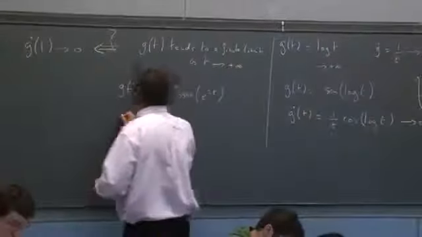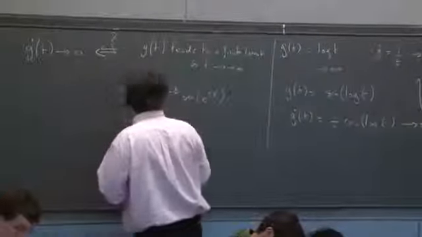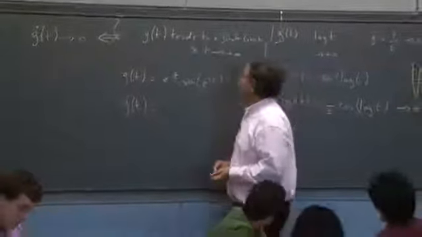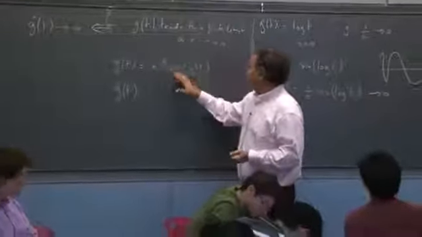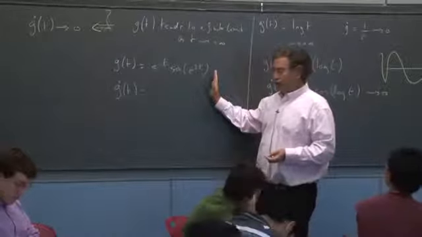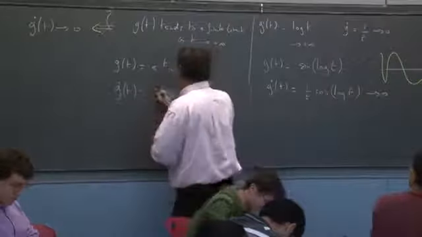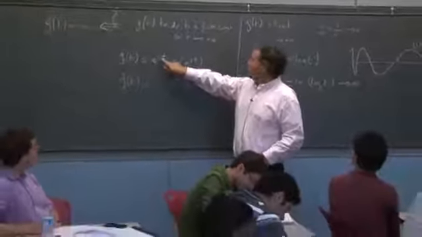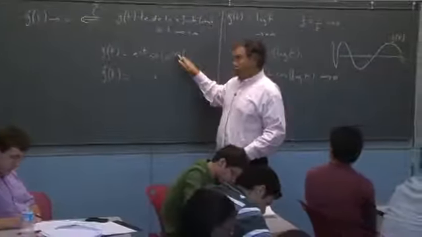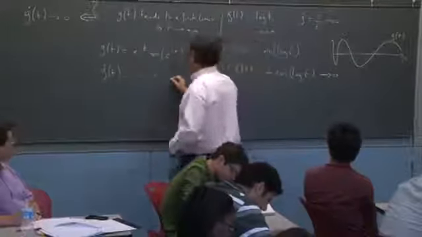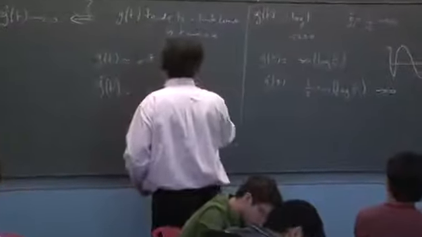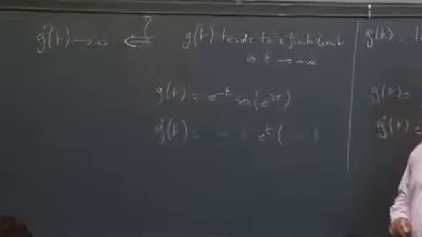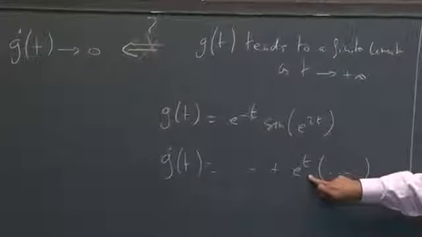If you differentiate it, we won't do it completely, but you'll see you'll have a term which will be minus e to the minus t times sine of this, so that will be fine. But then you'll have another term which will be 2 e to the minus t times e to the 2t times something. So it will be e to the plus t times something. And so you see that this term will blow up.